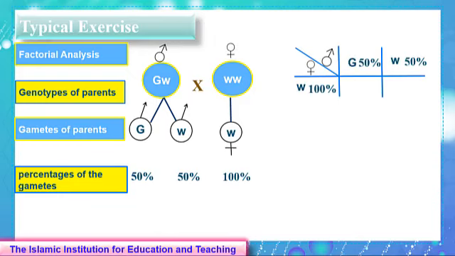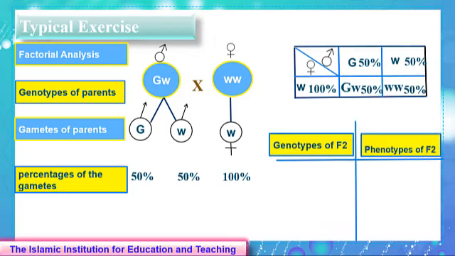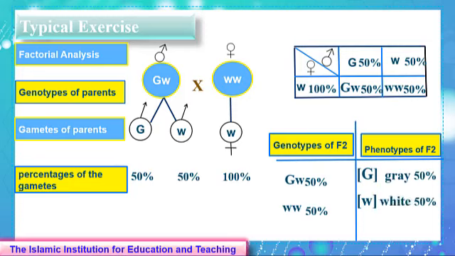Then fertilization occurs between male and female gametes. We get GW and WW. Each one of them constitutes 50%. We analyze this data in a T-chart, genotypes of F2 and phenotypes of F2. GW gives G and WW gives W. And each one of them constitutes 50%. This type of crosses is called test cross.